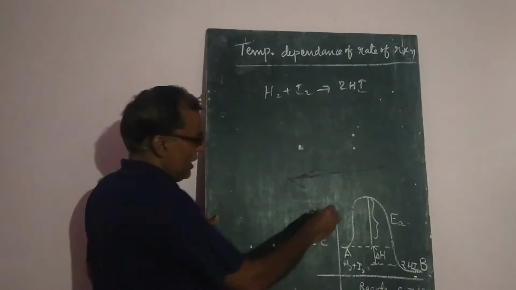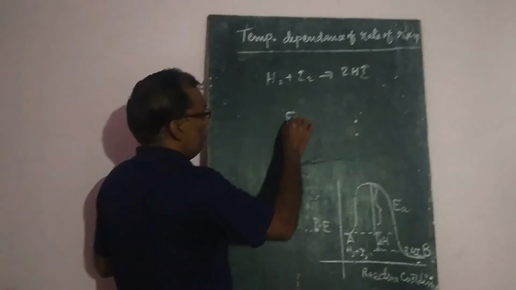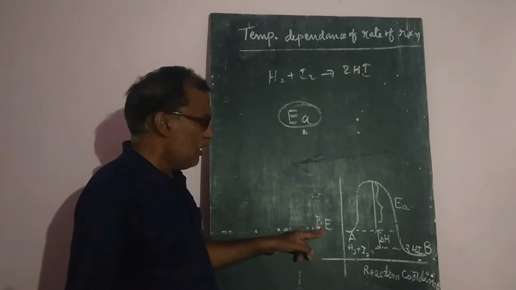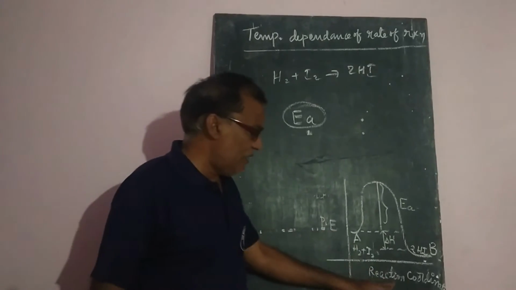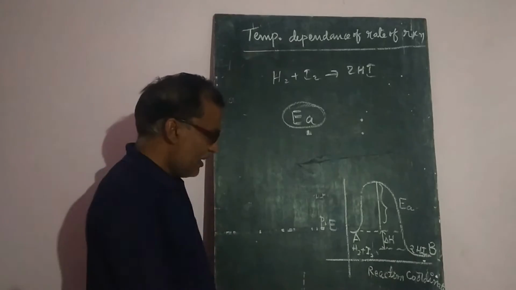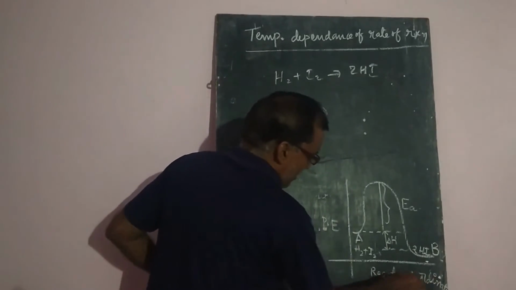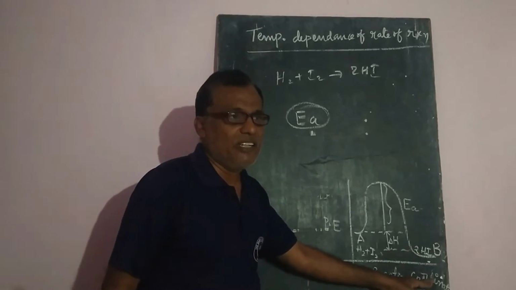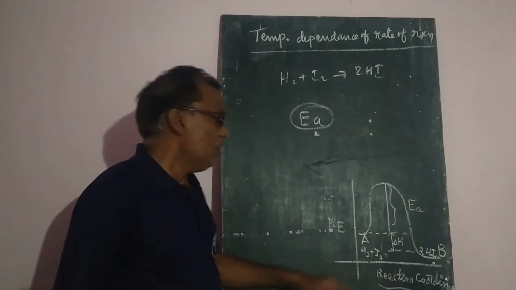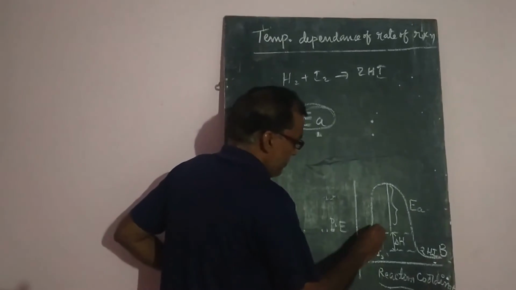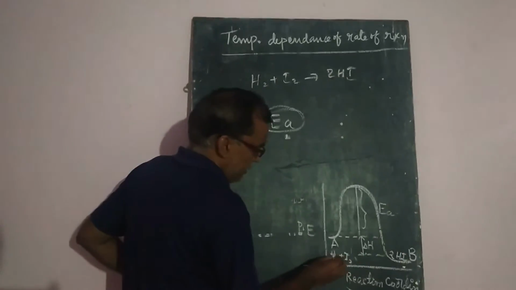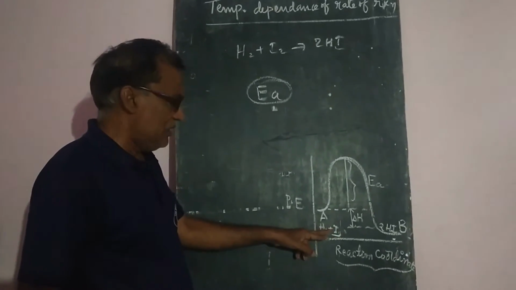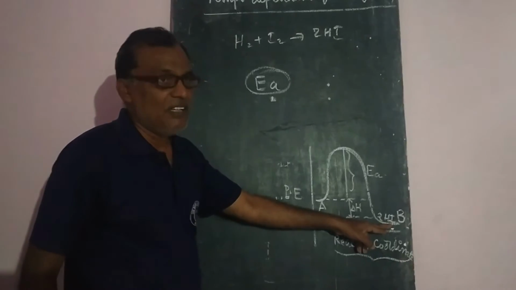The Ea value can be measured by plotting a graph between the potential energy of the molecules and the reaction coordinate. What is the reaction coordinate? Whatever changes are there in the energy, they are represented by this reaction coordinate. If you draw a line between these two, we get a graph like this. The molecules of hydrogen and iodine will react and form the products 2HI.